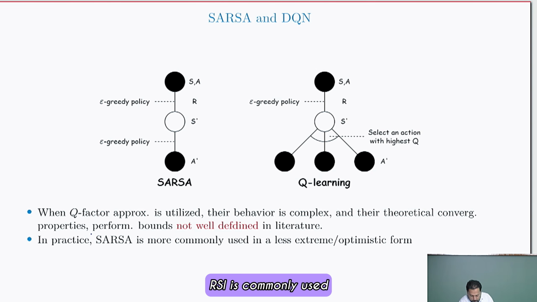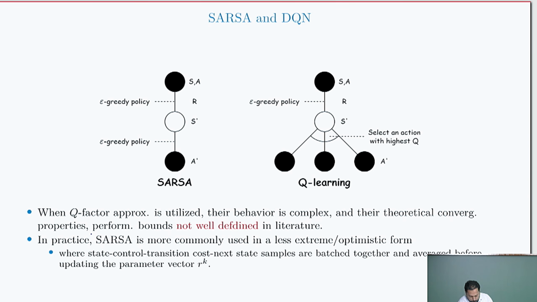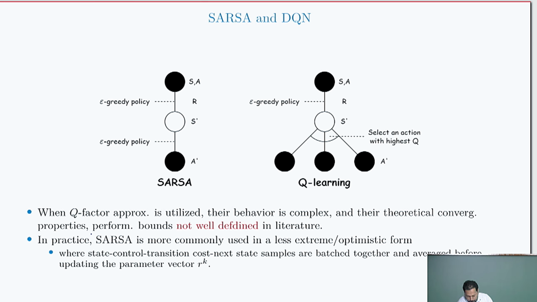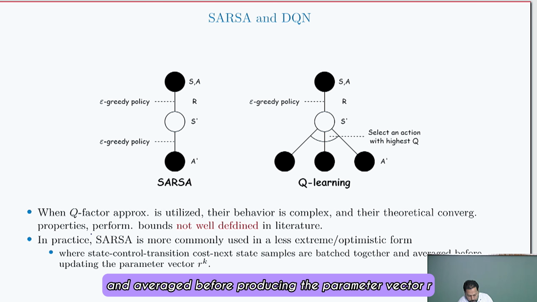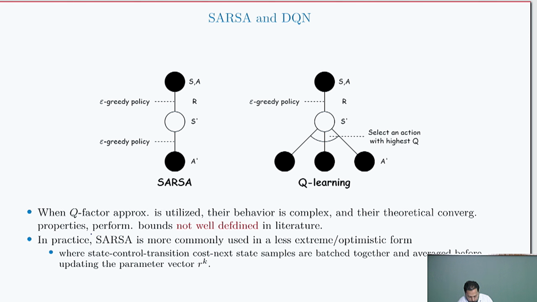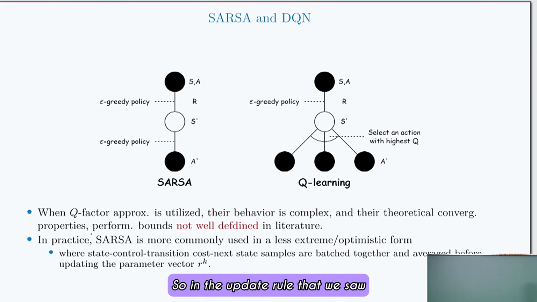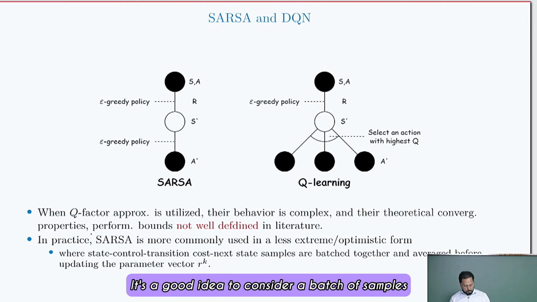So in practice, SARSA is commonly used in less optimistic form, where state control transition samples are batched together and averaged before producing the parameter vector R. So basically, you would like to work with a lot of samples and batch them together. So in the update rule that we saw, don't just do it for one sample. It's a good idea to consider a batch of samples.